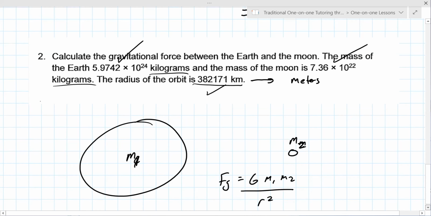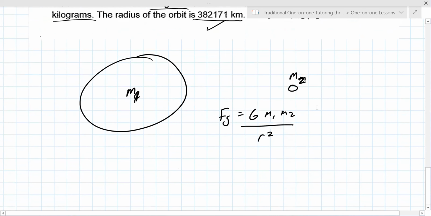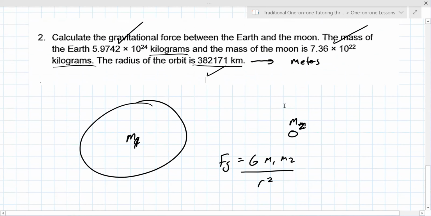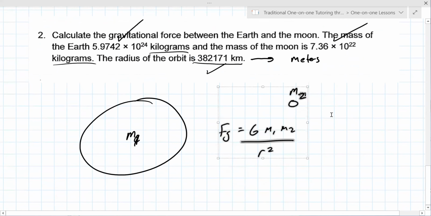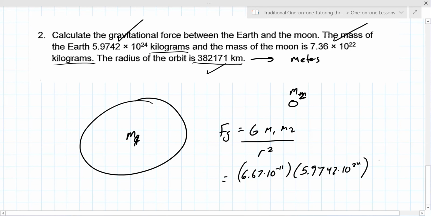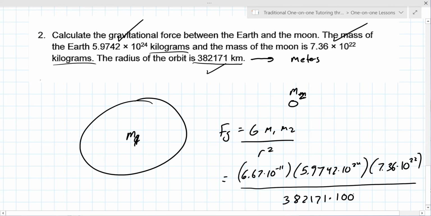Let me see if I can scroll up just slightly. Let me move a couple things here just to give a little more room. So the force of gravity here is 6.67 times 10 to the minus 11. The mass of the Earth is 5.9742 times 10 to the 24th. And then 7.36 times 10 to the 22 over 382,171 times 1,000, because that's how you convert it to meters, and then square it.